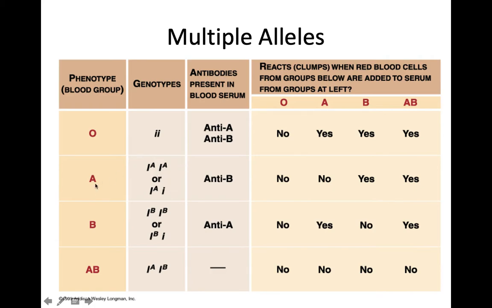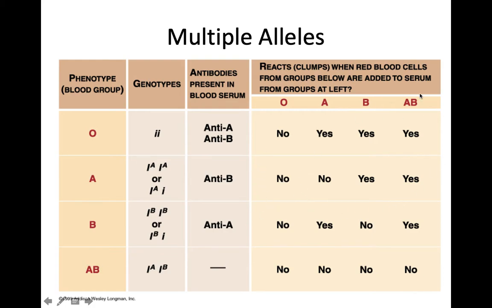I'm not sure. So how could you be O blood? Well, you have to be ii in order to be type O blood. Type A blood, you could be I^A I^A or you could be I^A i, because O is recessive to A. Type B blood, you could be I^B I^B or you could be I^B i, again, because O is recessive to B. But let's say you got an A and a B, then you would show the AB phenotype in your blood.